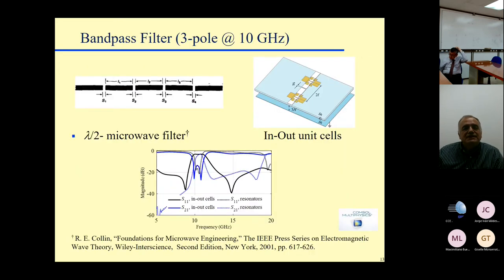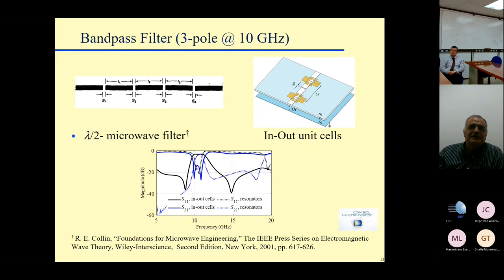These are results of the bandpass filter at 10 gigahertz, which is the highest frequency designed for this type of filters. The capacitive coupled bandpass filter shown in this figure is separated from the metallic plane by three times the substrate height, and its performance is compared to the half wavelength resonator based on capacitive gaps as shown there.